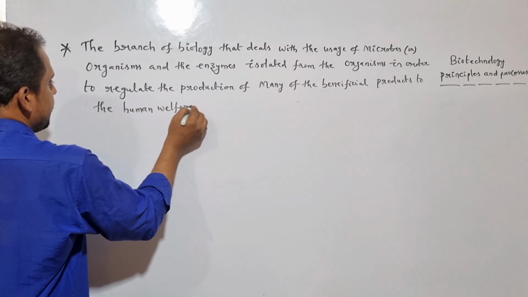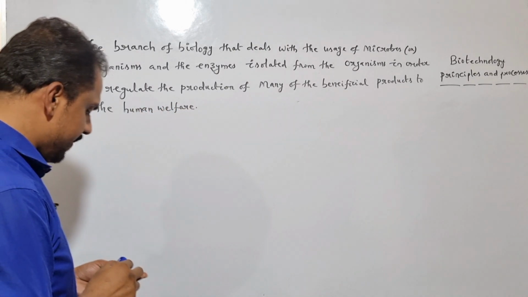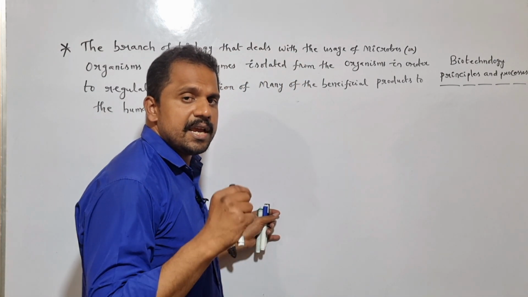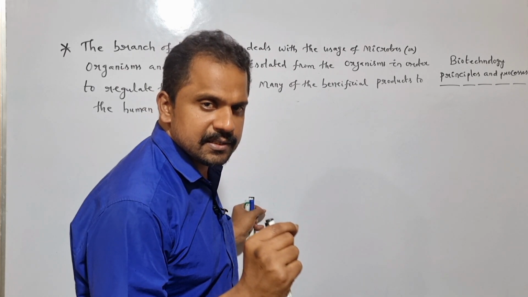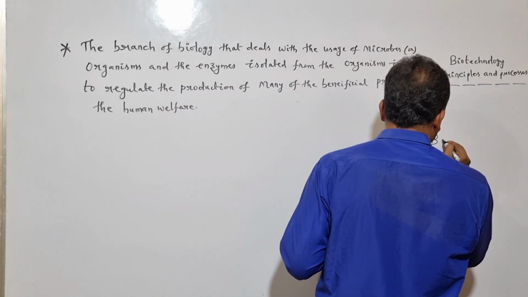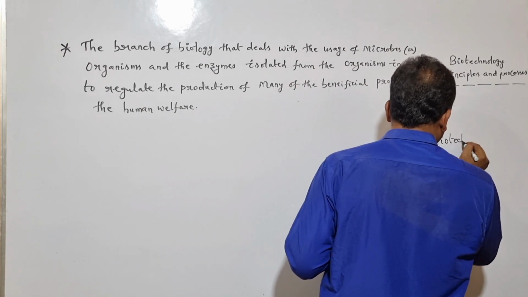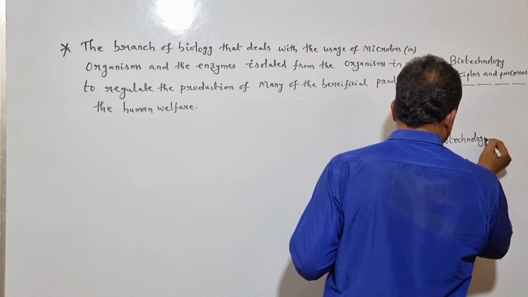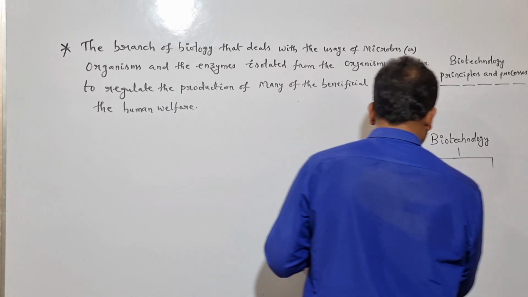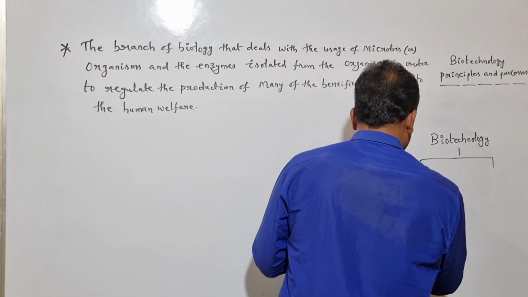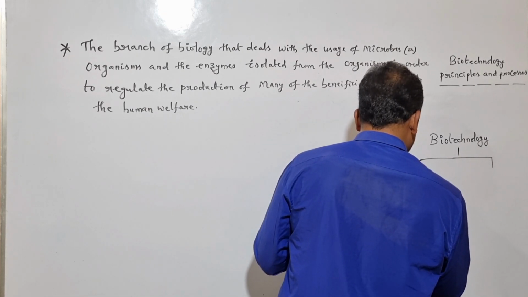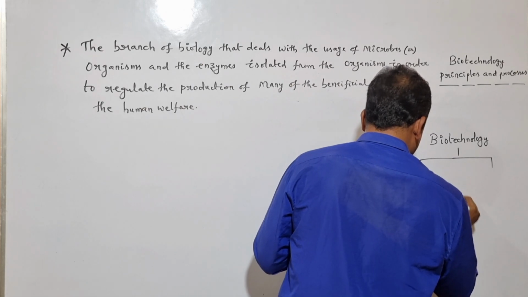As already mentioned, we can differentiate biotechnology under two different classes, and these include ancient biotechnology and modern biotechnology. So let me write it here. Biotechnology can be classified under two different classes: ancient biotechnology and the other one is modern biotechnology.